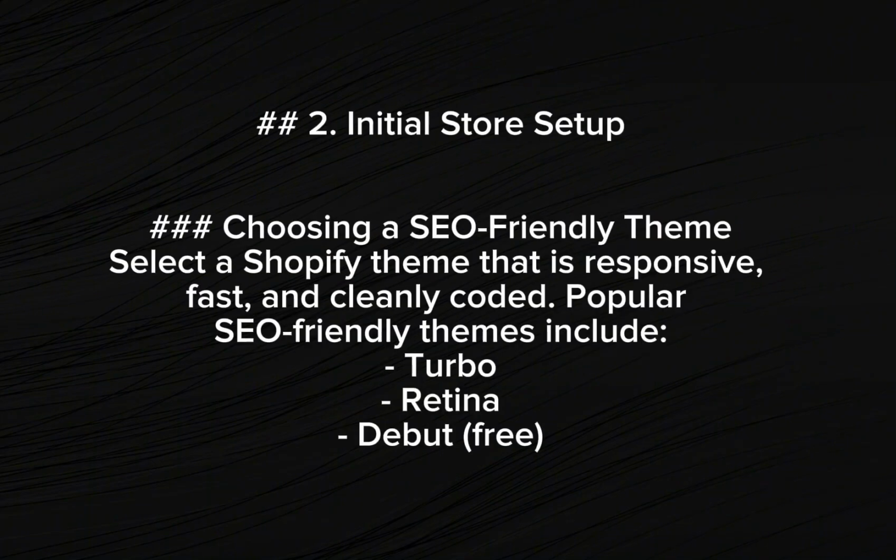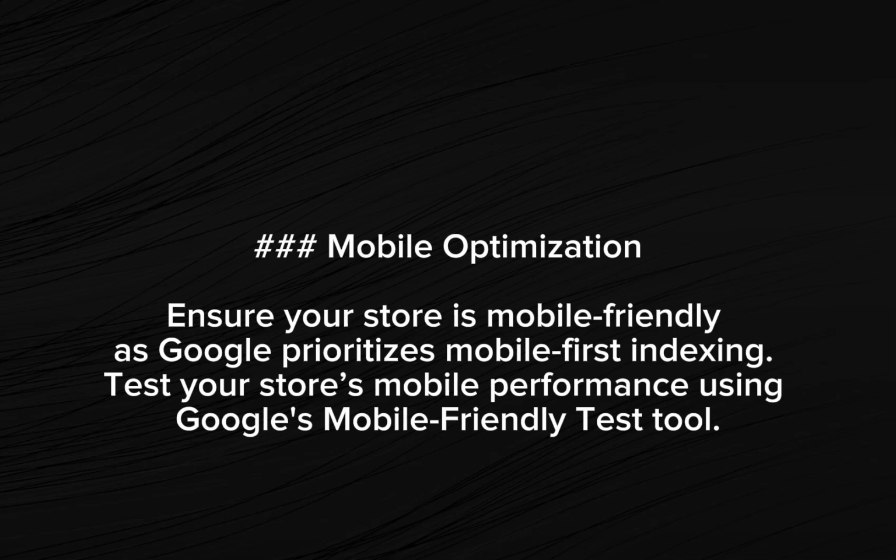2. Initial store setup. Choosing a SEO-friendly theme. Select a Shopify theme that is responsive, fast, and cleanly coded. Popular SEO-friendly themes include Turbo, Retina, Debut Free. Mobile optimization. Ensure your store is mobile-friendly, as Google prioritizes mobile-first indexing. Test your store's mobile performance using Google's mobile-friendly test tool.